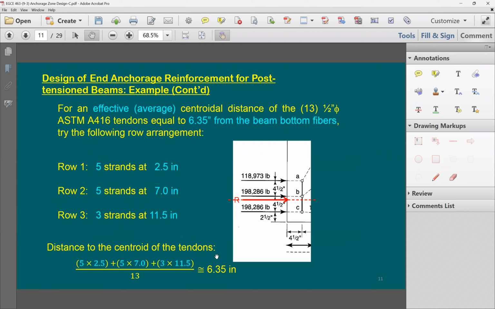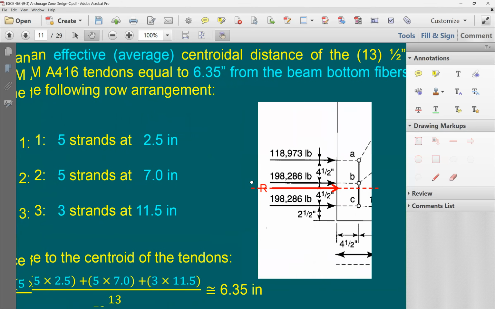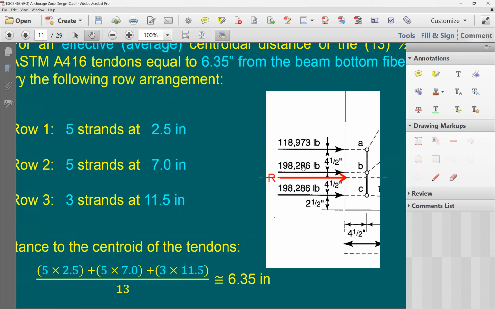So in this beam, if you remember, I have 13 strands, and they're distributed like this. Here's the bottom of the beam. I'm going to have 5 strands, this is going to be 5 strands, and this is going to be 3 strands.